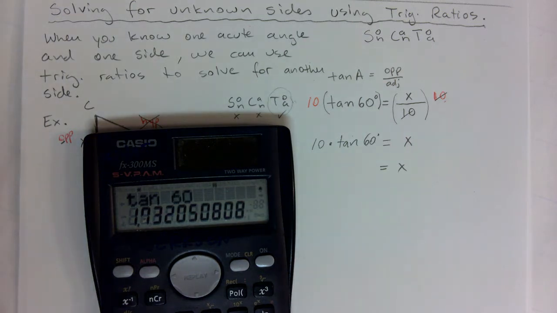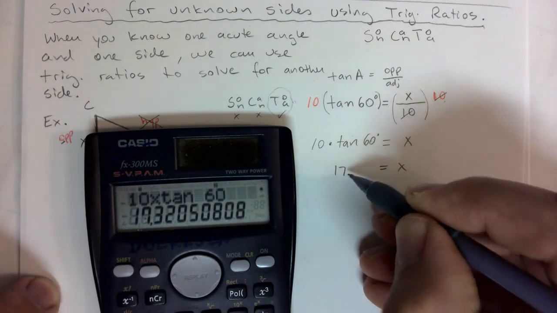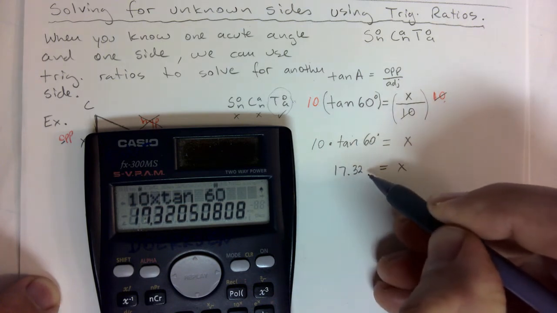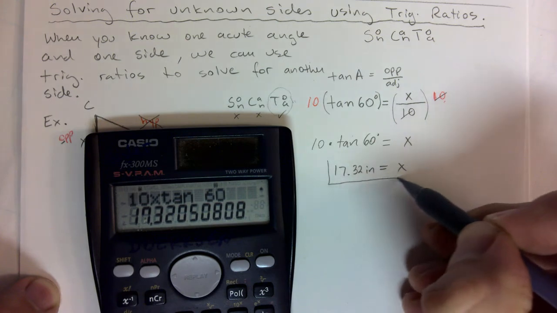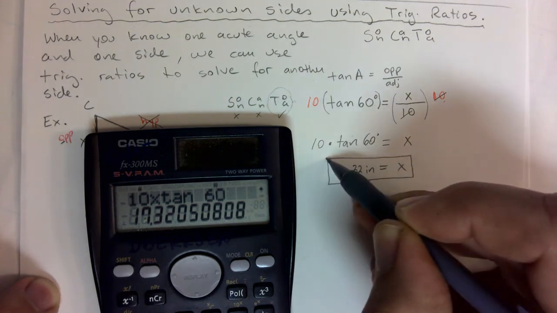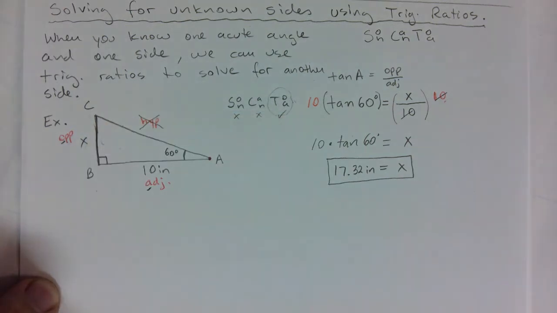So we just have to go like this. 10 times tan of 60. And that is 17.32. And we are in inches. And we're going to round to 2 decimals, right? So now you have solved for that unknown side. That's all that there's to it, okay?